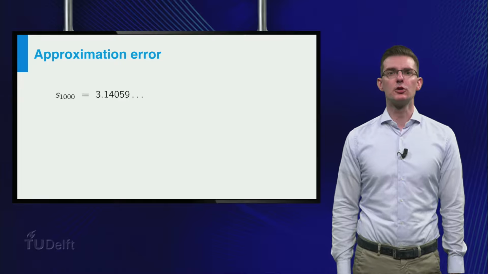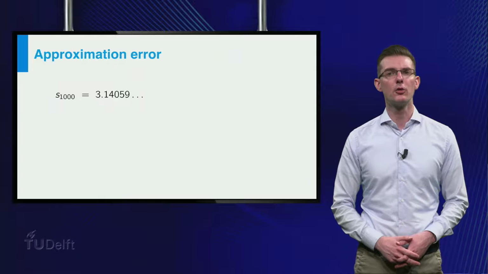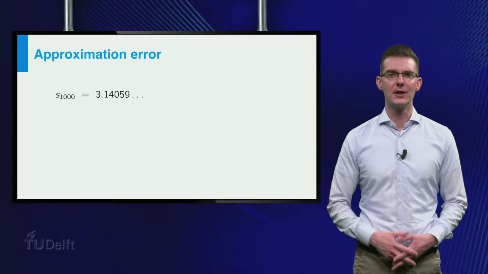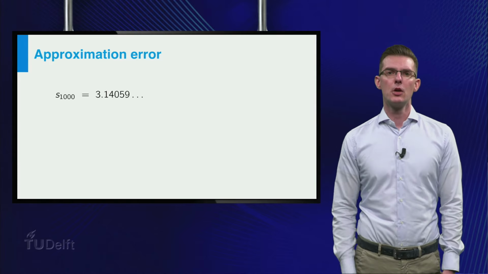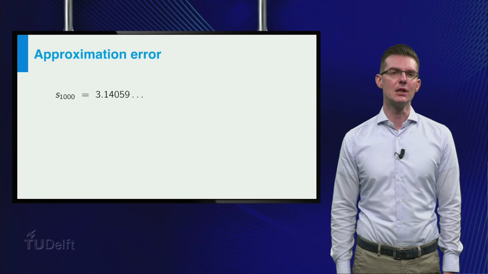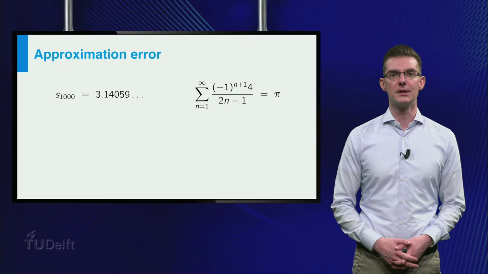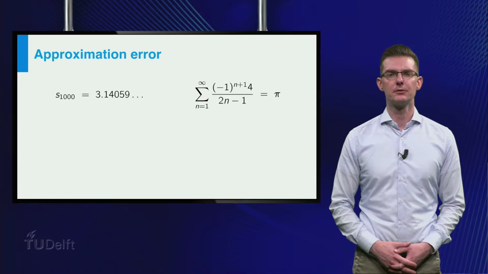If you would compute the sum of the first 1,000 terms, you would roughly obtain the value 3.14059. Now, the first 3 digits might remind you of a very famous real number, the number pi. The sum of this series is indeed equal to pi. Now, I won't explain why in this video, but if you know a thing or two about Taylor series, you might figure it out yourself.